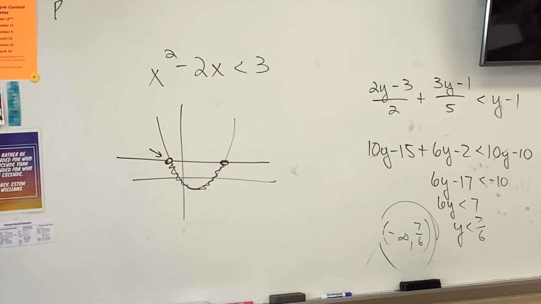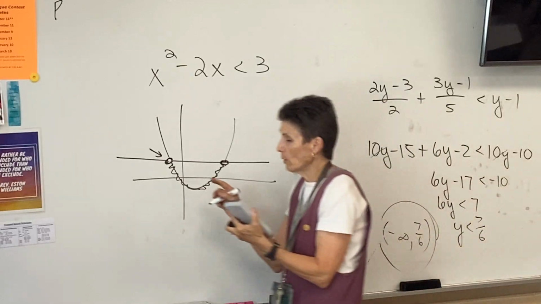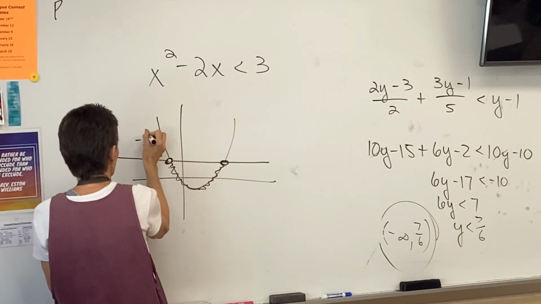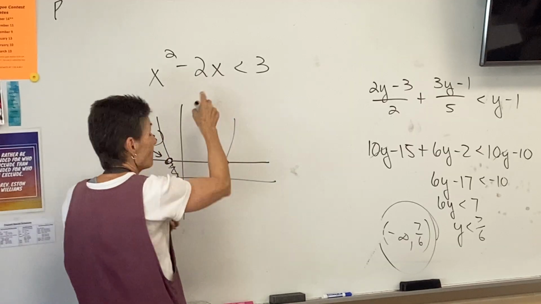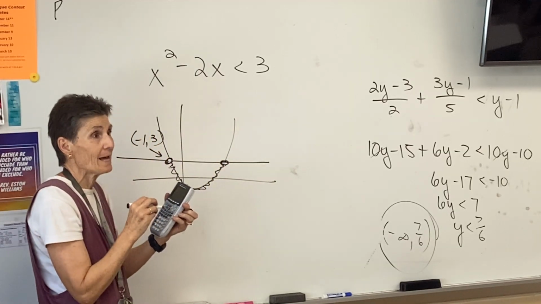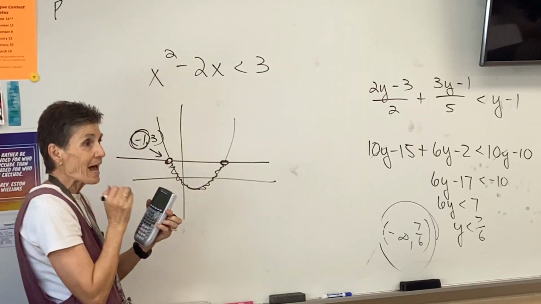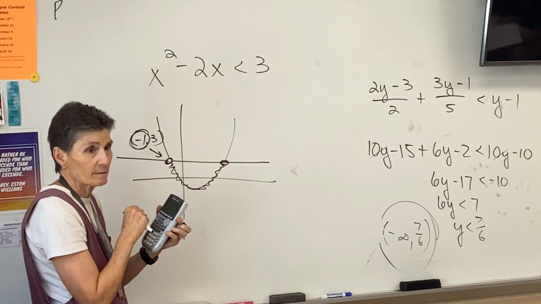Remember the whole first curve, second curve thing? What is this point of intersection right here? Negative 1, comma 3. Now remember, we are solving for x. So this is what we're interested in. That x value is negative 1.